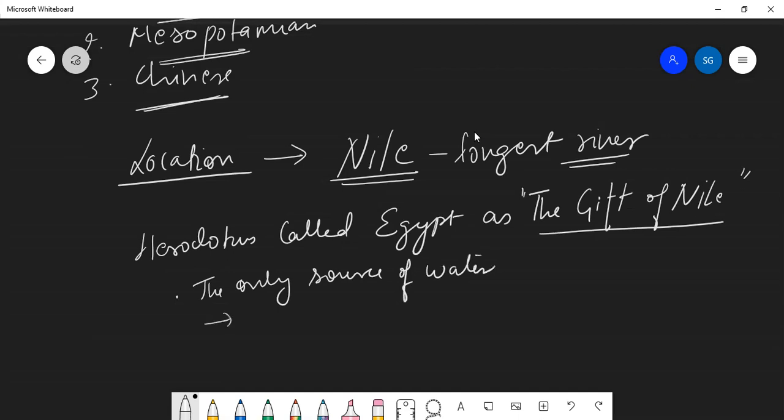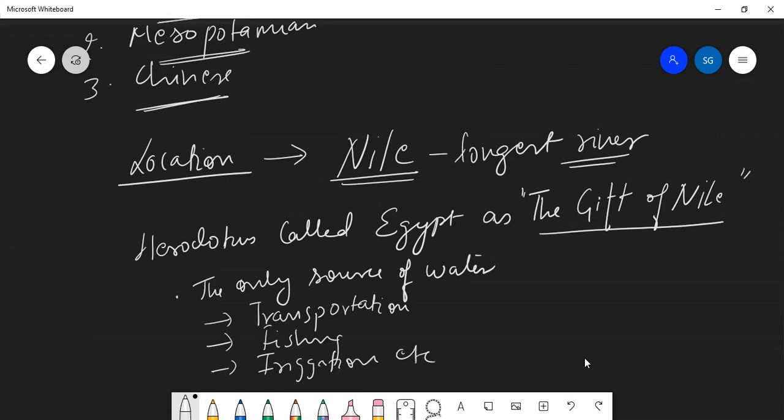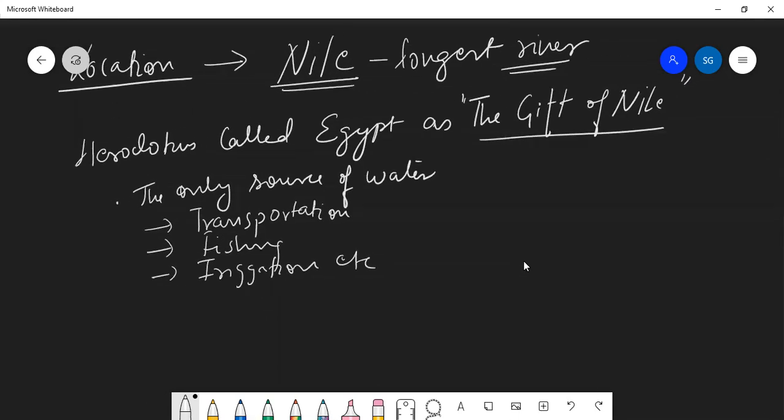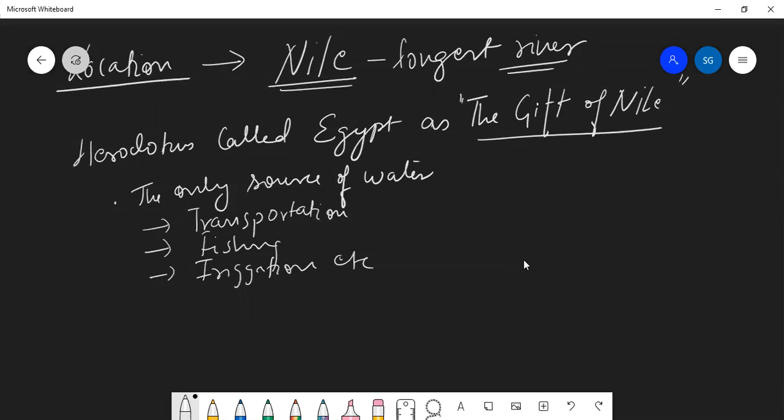This source of water helps in transportation, then in fishing, then irrigation, etcetera. So this is the reason why Egypt is known as the gift of the Nile.